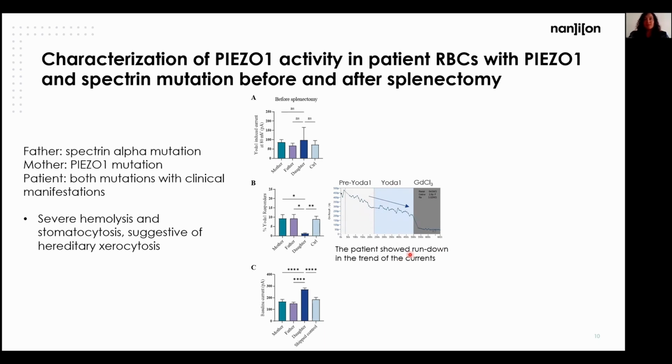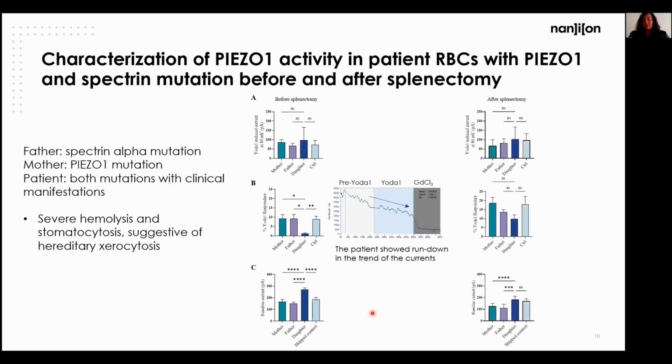I can also add that the seal over time was decreasing. So I would say that patch performance was very low given the status of the patient's cells. And the baseline current, before the Yoda1 addition, was significantly higher compared to the other samples. This is something that was also seen in cases of hereditary xerocytosis, so a cation imbalance in the baseline.